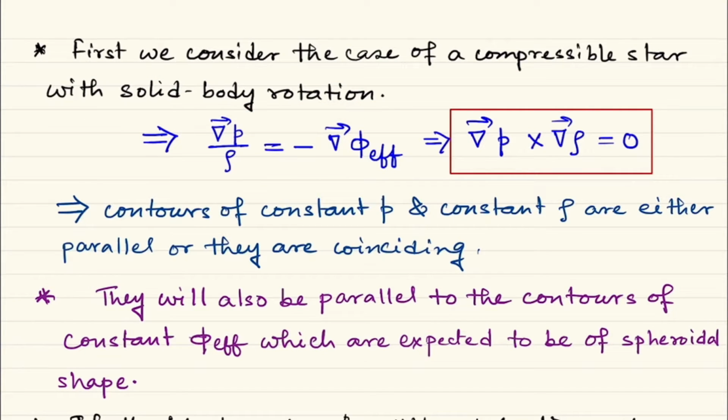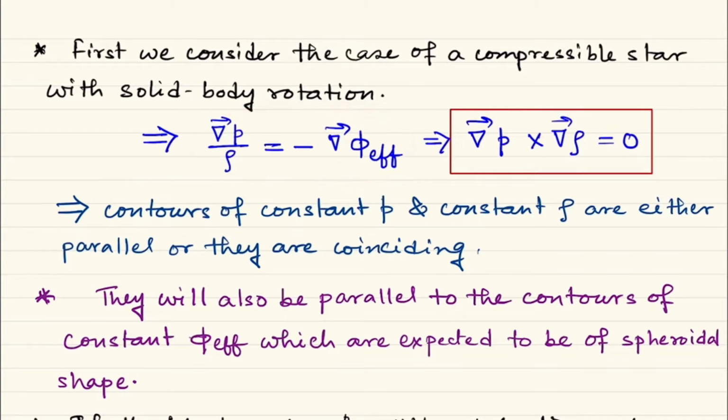So if you remember, first we considered the case of a compressible star with solid body rotation. Now if you remember the balance equation from the basic equation of dynamics, then we can say that the gradient of P by rho will simply be counterbalanced by the effective gravitational potential. That effective gravitational potential includes the true gravitational potential and some equivalent potential coming out of the centrifugal term. So this balance equation is still valid.